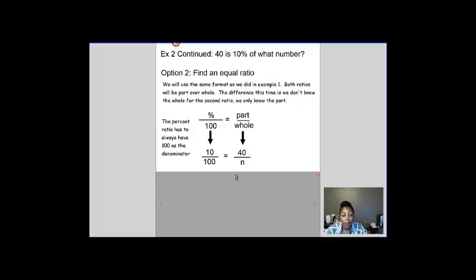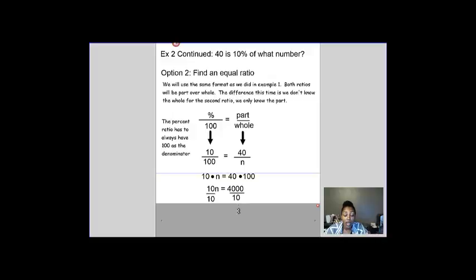and the part that I'm missing, the n, is going to go at the bottom. So now when I set that up, I have 10 times n on one side equals 40 times 100 on the other side. Then 10 times n gives me 10n, and 40 times 100 gives me 4,000. Then to get the variable alone, I'm going to divide both sides by 10. Once I do that, it gives me that n equals 400. So now again, I know that 40 is 10% of 400.